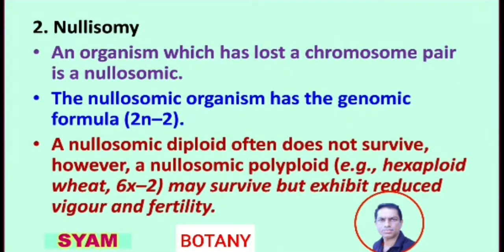Nullisomy: an organism which has lost a chromosome pair is a nullisomic. The nullisomic organism has the genomic formula 2n minus 2. A nullisomic diploid often does not survive. However, a nullisomic polyploid, for example hexaploid wheat 6x minus 2, may survive but exhibit reduced vigor and fertility.